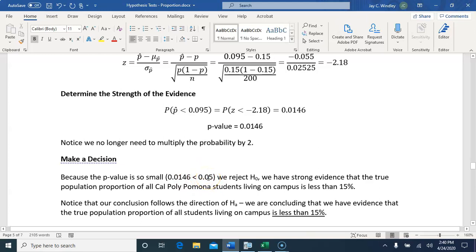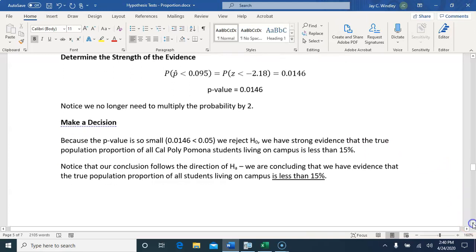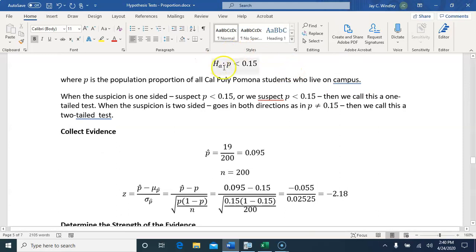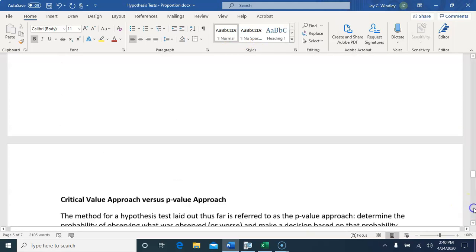like 0.05. And since it's smaller than 0.05, our decision is reject H0, which means we have strong evidence that the true population proportion of all Cal Poly Pomona students living on campus is less than 15%. Notice this statement here, less than 15%, that fits with our alternative hypothesis, which was less than 15%.